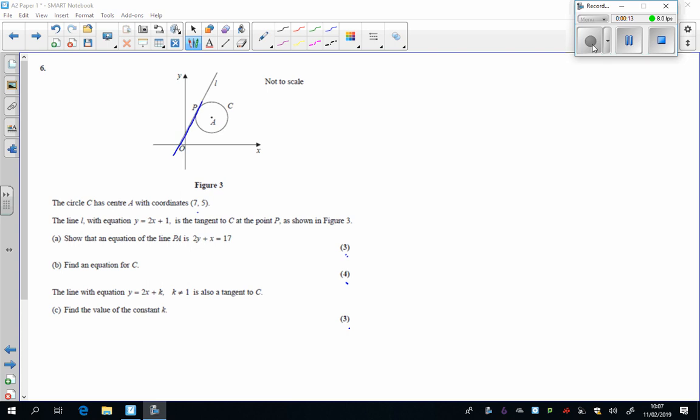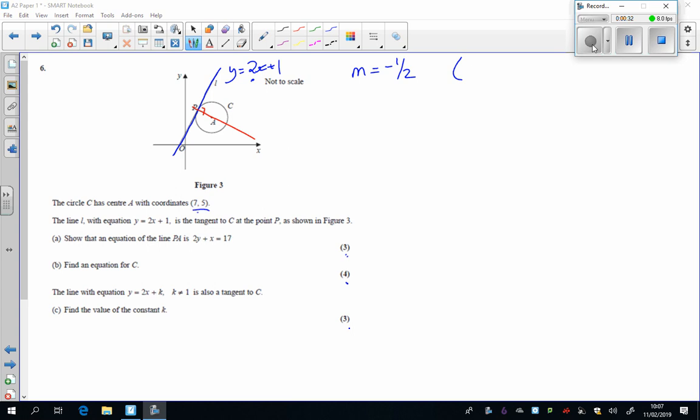You've been told that this straight line here is y equals 2x add 1. You're being asked to find out what this line here is. And of course it meets it there at 90 degrees. And so the gradient here is going to be the negative reciprocal of that one, so minus a half.